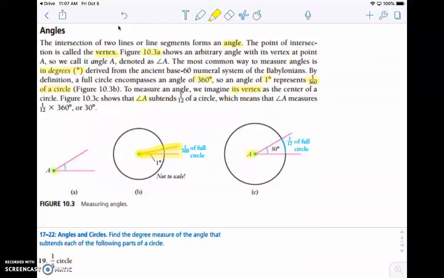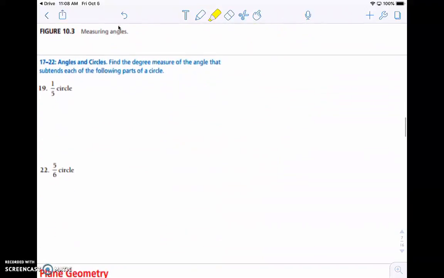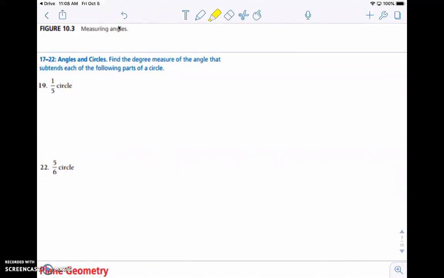So we say in this case angle A subtends 1/12 of the circle, and what that means, if that angle is 30 degrees, 1/12 times 360 is 30. And so if we want to find out, for example, in this problem right here, the angles of the circle, find the degree measure of the angle that subtends each of the following parts.